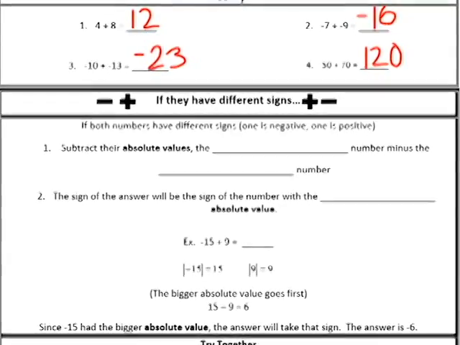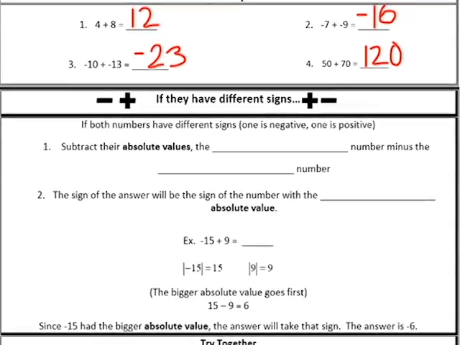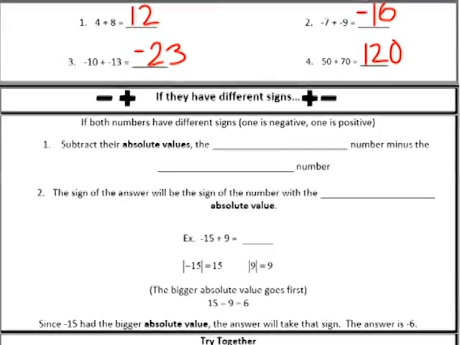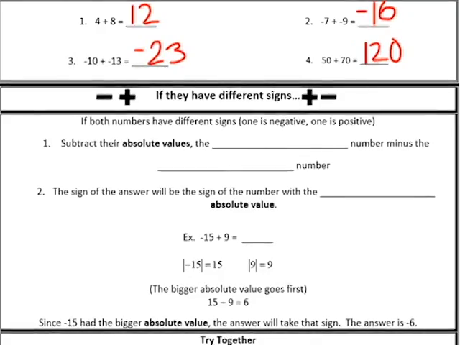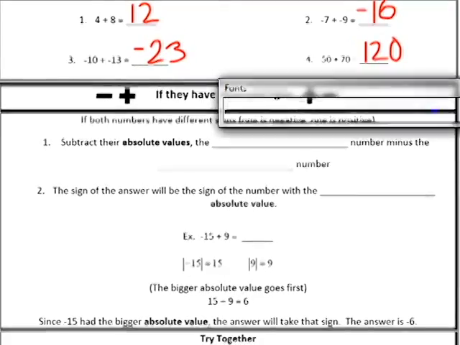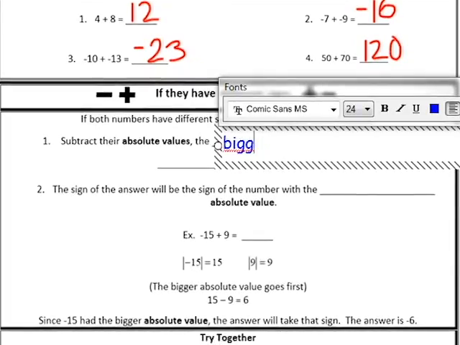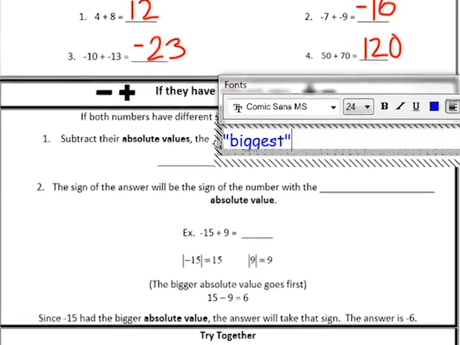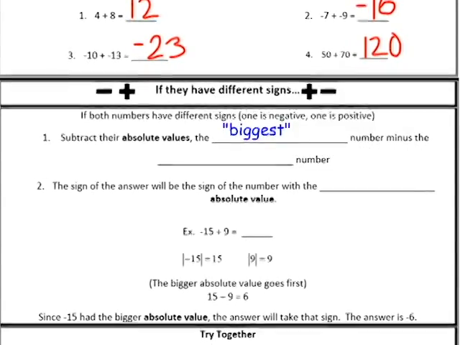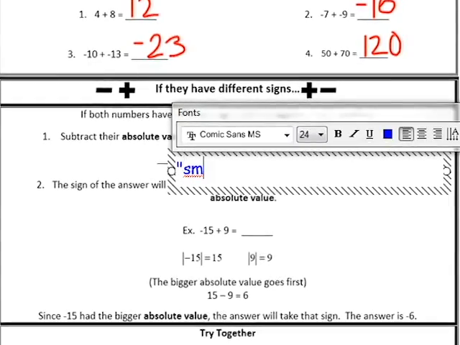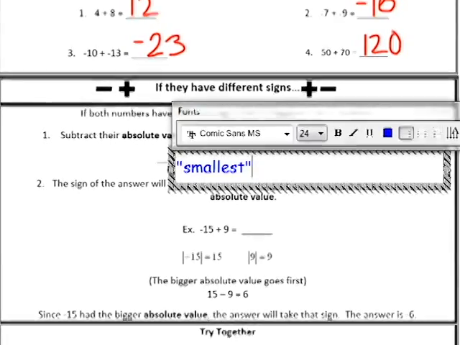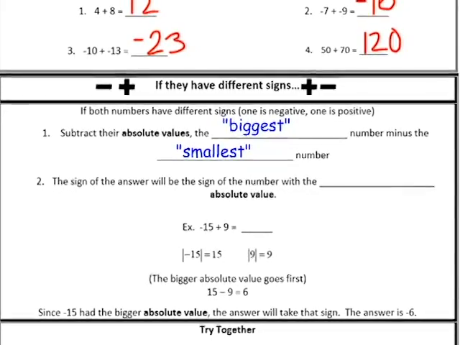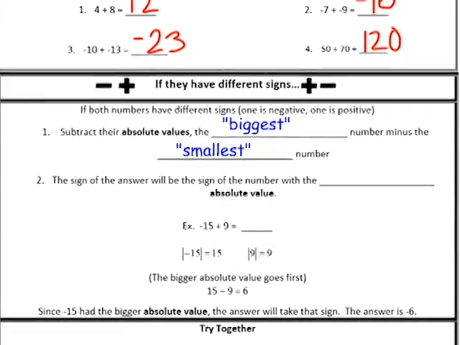If they have opposite signs, one positive, one negative, that's generally when things get a little bit more complicated. To subtract, you subtract their absolute values. The biggest, I'm going to put quotes around these. Biggest value or biggest number minus the smallest number. The reason I put these in quotes, we're actually talking about the bigger absolute value or the smaller absolute value.